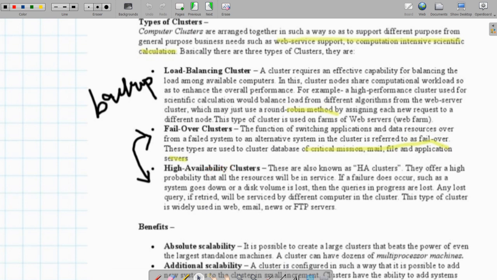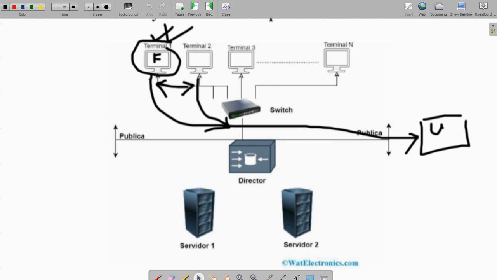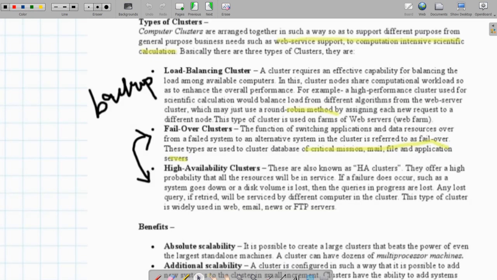Now you can find the justification of this line. Yes, this one. If a failure does occur, such as a system goes down or a disk volume is lost, then the queries in progress are lost. Any lost query, if retried, will be serviced by a different computer in the cluster. You can see, as we have discussed in our example, if this connection is lost due to the failure of terminal 1, then your request will be serviced by a different node in the cluster. This was the idea behind high availability clusters.